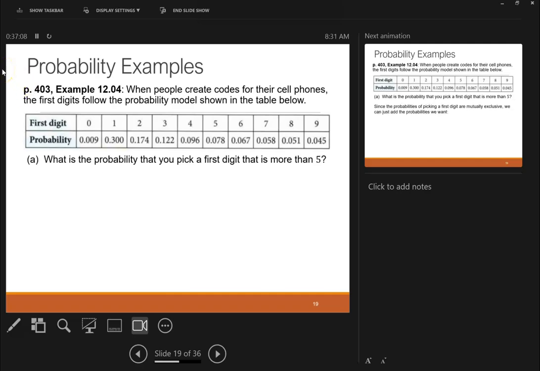What is the probability you pick a first digit that is more than 5? So what are the numbers that are more than 5? 6, 7, 8, 9. So if I want the probability we pick something more than 5, that would be the sum of 0.067, 0.058, etc., right?